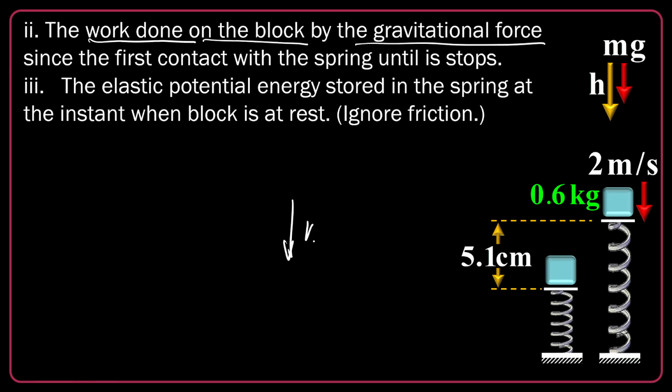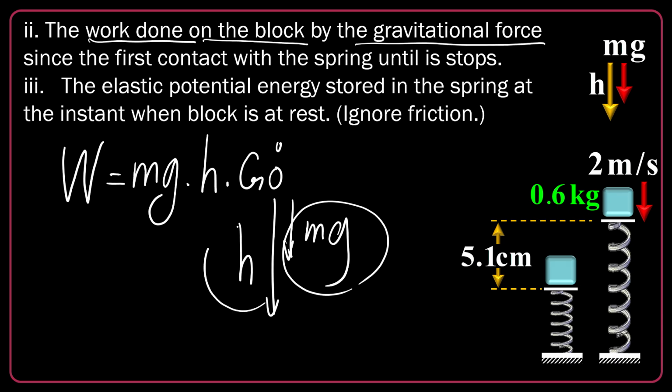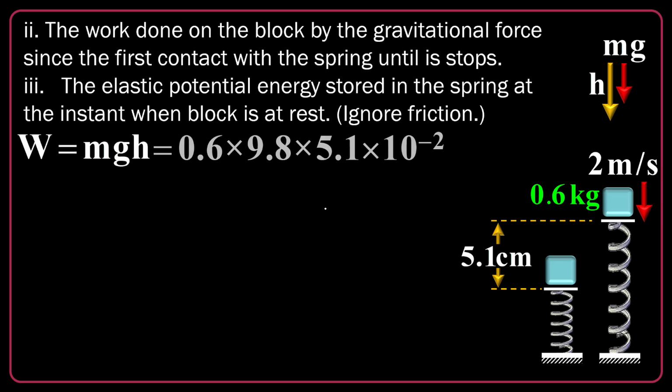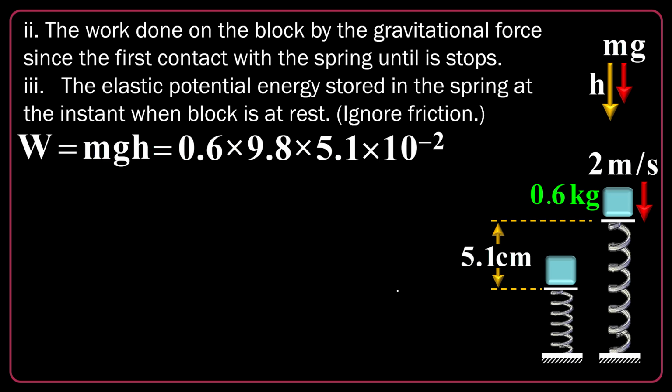So mg is downward, displacement is downward, the work done is mg times displacement times cosine of 0. 0 because mg and h are both downward, so they make an angle of 0. Cosine of 0 is 1. So the answer is just mgh. I plug in the values, mass, gravitational acceleration, and this is the displacement in meters. Centimeter is not SI. The answer is going to be 0.29 joules.